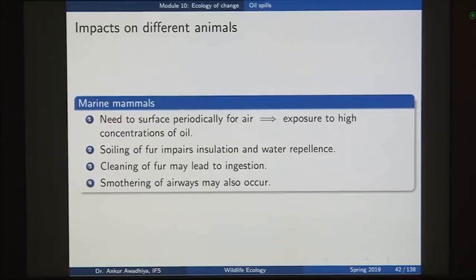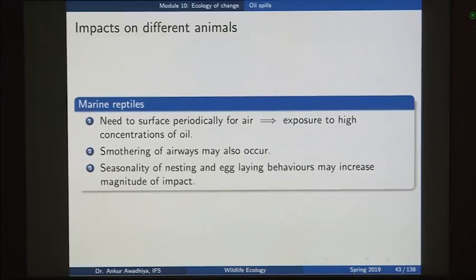In the case of marine mammals, the effect is much more because they need to surface periodically for air, and so they are exposed to high concentrations of oil. And in this case, if there is soiling of fur, then it impairs the insulation and water repellence. The cleaning of fur by licking may lead to ingestion, or there could be smothering of airways if the oil reaches into the airways. So, the impacts are much greater in the case of the marine mammals.